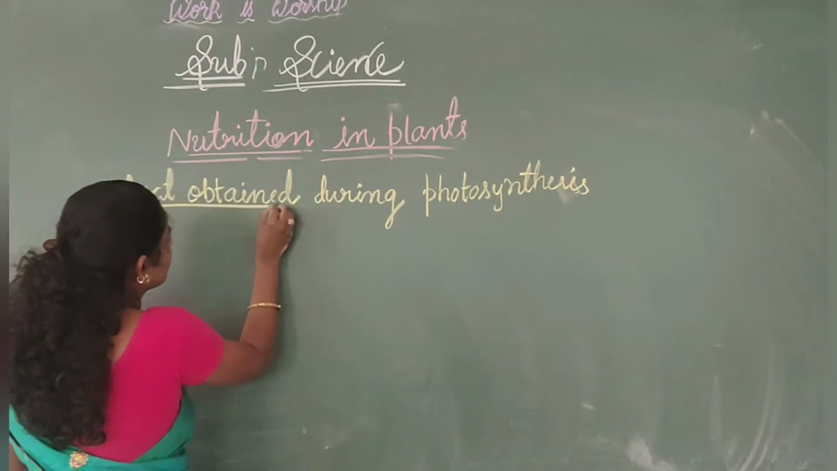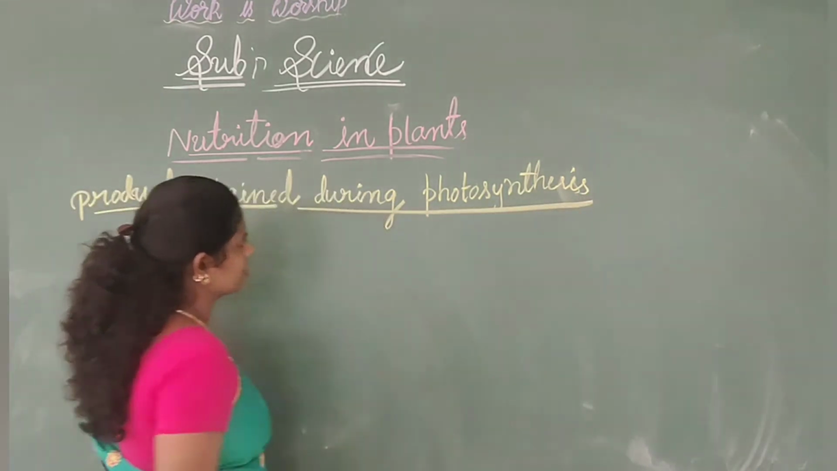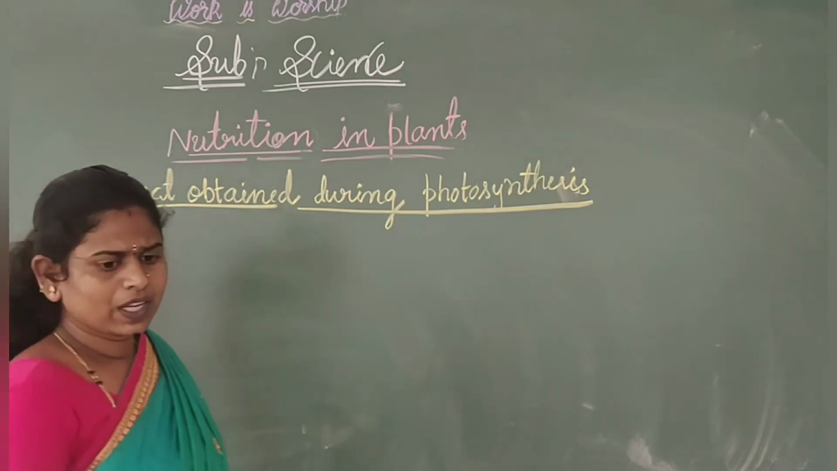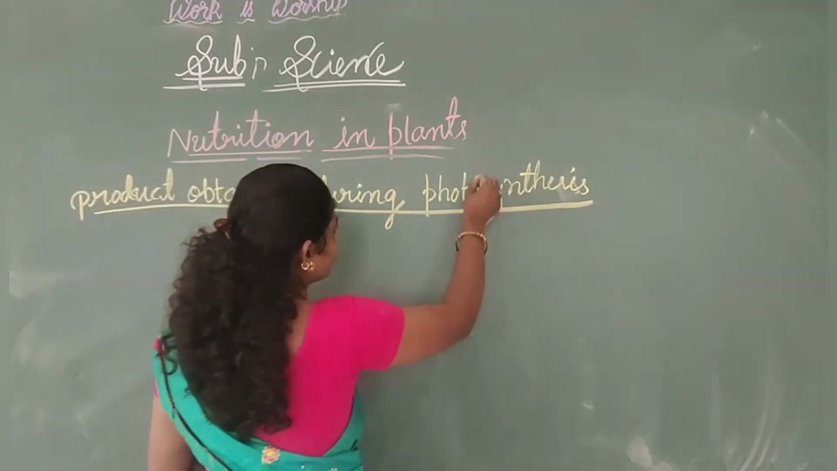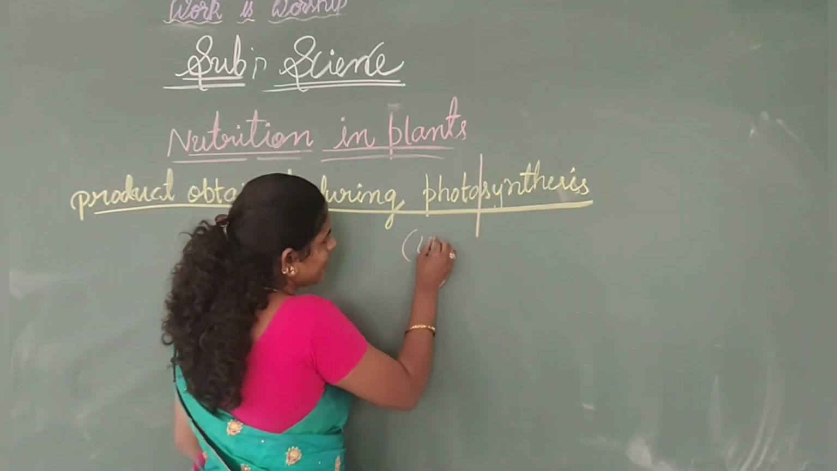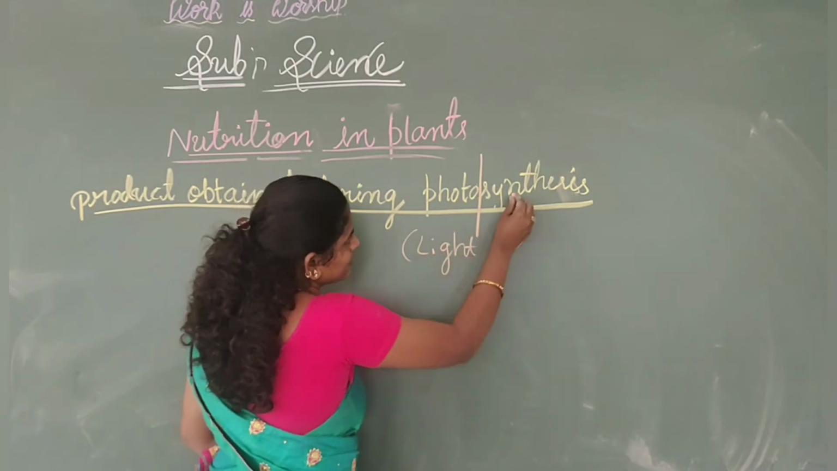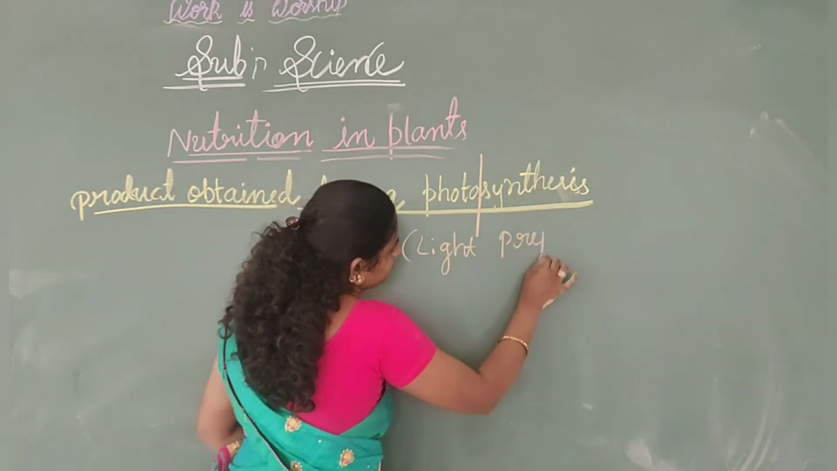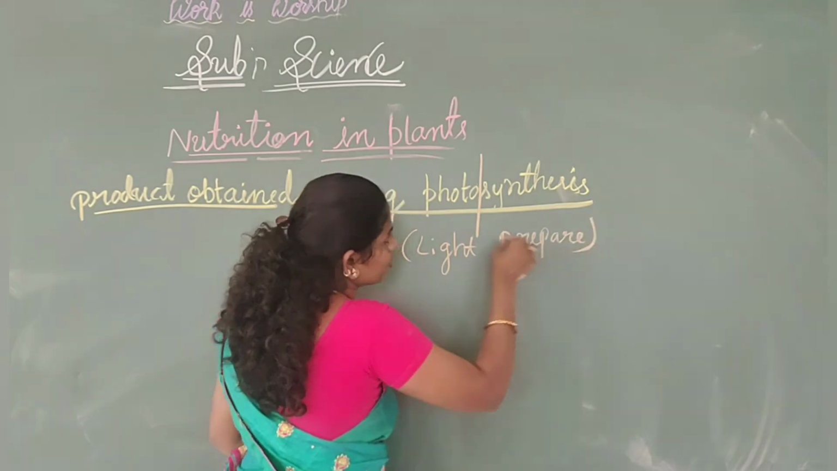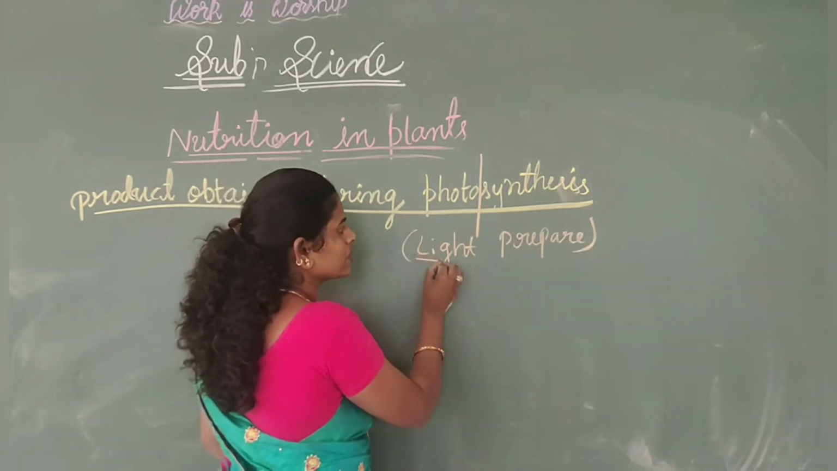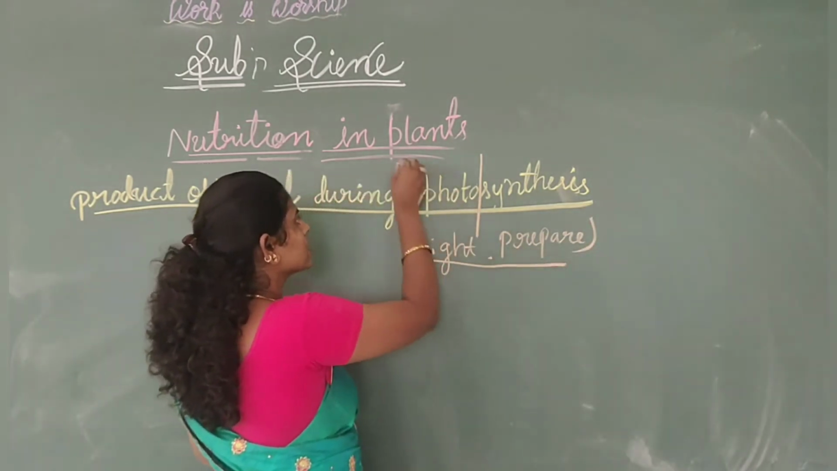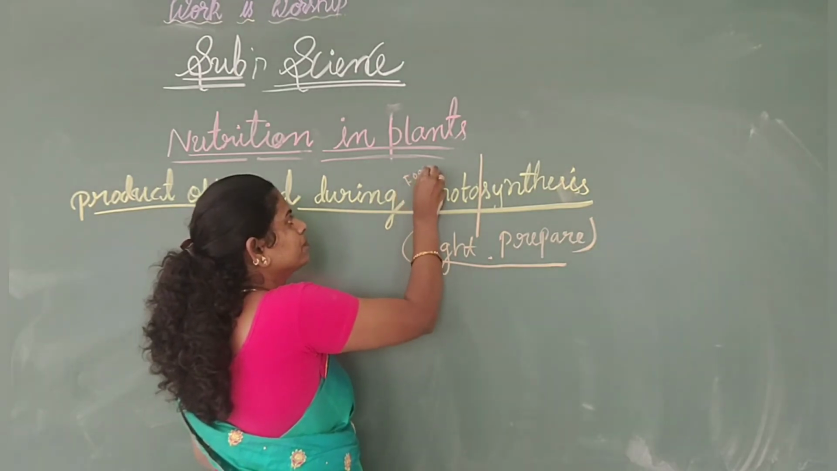Okay, the product obtained during photosynthesis. Here you can observe the two words. We can split it into two words. Photo means light and synthesis means prepare. In the sense, photosynthesis is the process that takes place during the light. It helps in the synthesis of food.